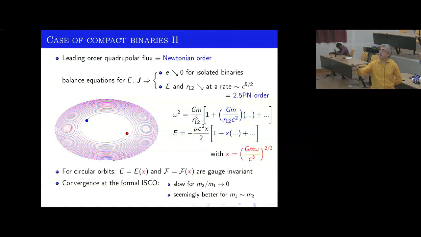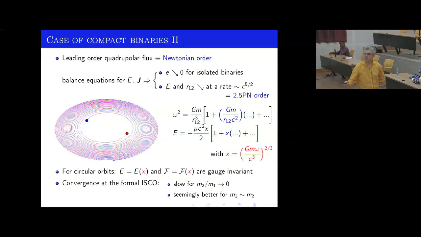We have a modified Kepler law, so this is the first post-Newtonian correction of the Kepler law, for instance. The relation between the energy and the frequency, which is represented through x equal to omega to the 2/3 power, is also affected by post-Newtonian corrections. Notice that we will focus on circular orbits for the observable results. And in that case, those relations for the energy and the flux, so those expressions are gauge invariant in terms of the frequency or of the variable x.